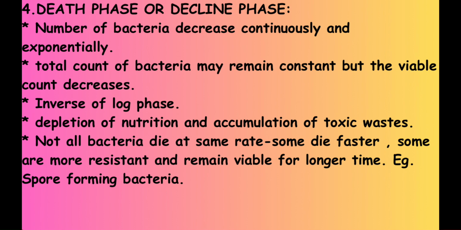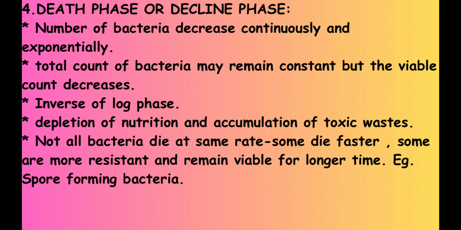Death phase, which is also called decline phase. So during the death phase, the number of bacteria will decrease continuously and exponentially. The total count of the bacteria may remain constant, but the viable count will decrease. So what are viable bacteria? Viable bacteria means they are live active bacteria that are capable of growing, reproducing and carrying out metabolic processes. So during the death phase, the viable count will decrease. Okay. And this death phase is just the inverse of log phase. But the death rate is slower than the growth rate.